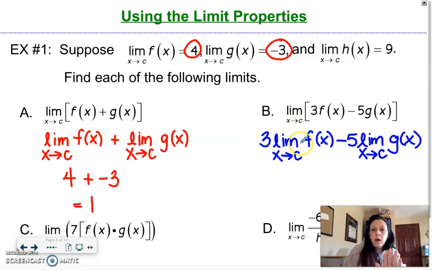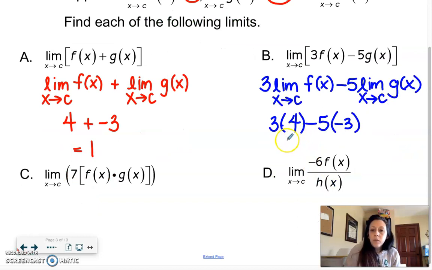Take the limit of f of x, which we already have given to us, that was 4. And then you're going to just multiply it by the outside value of 3. And then the g of x again was -3. So your math would look like this. Obviously, you're going to say 3 times 4 is 12. -5 times -3 is 15, so it looks like 27 would be your answer for that one.